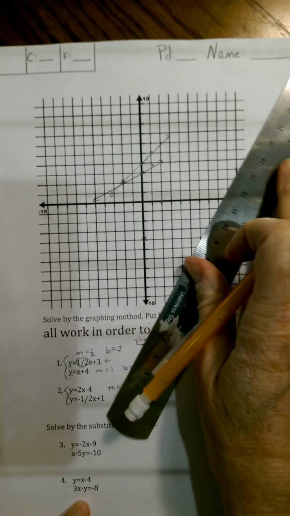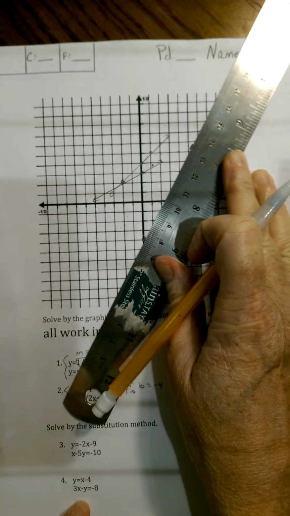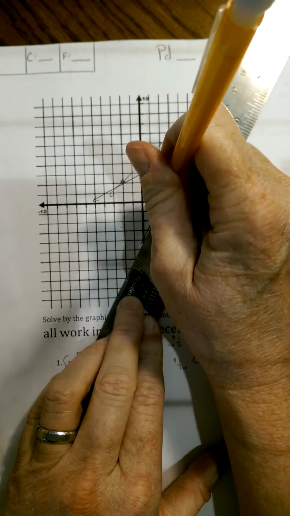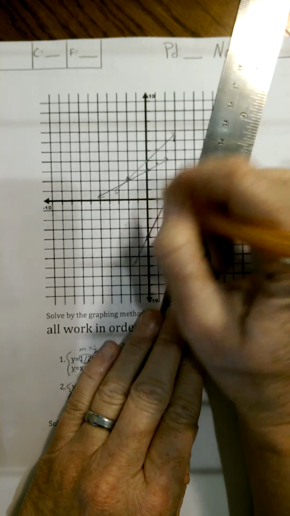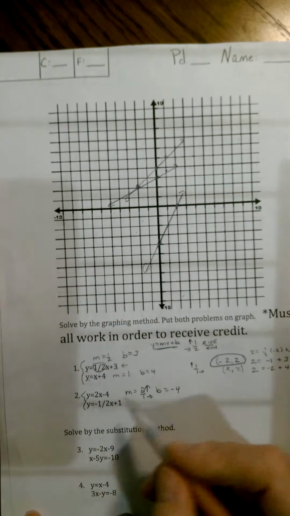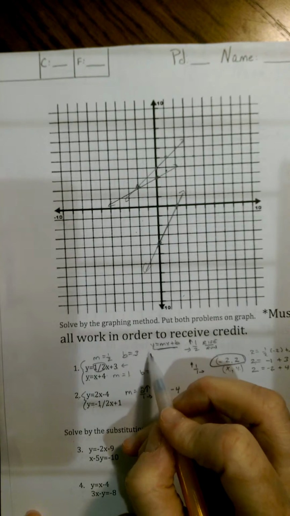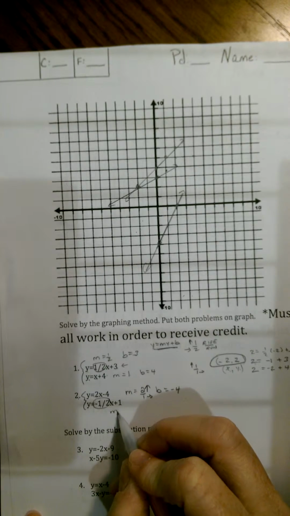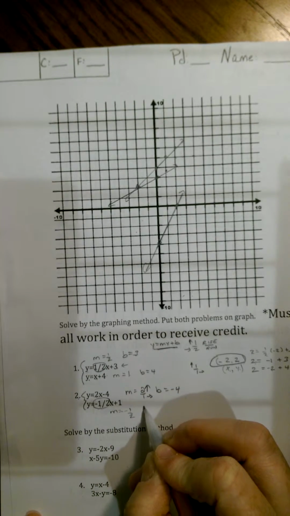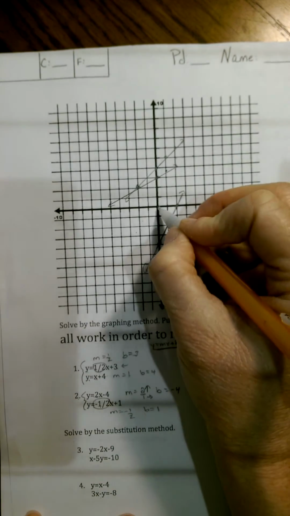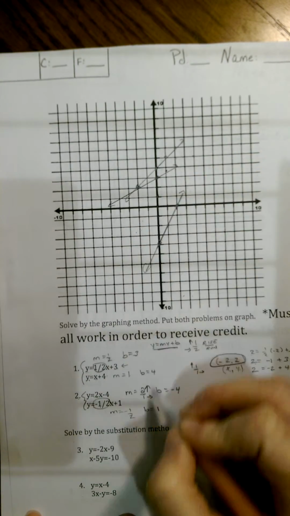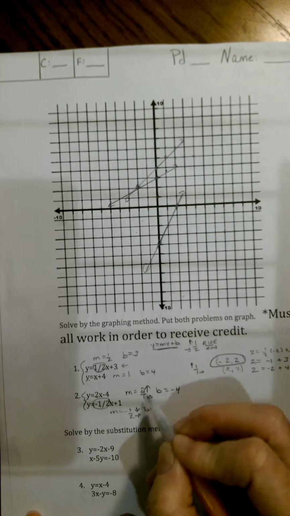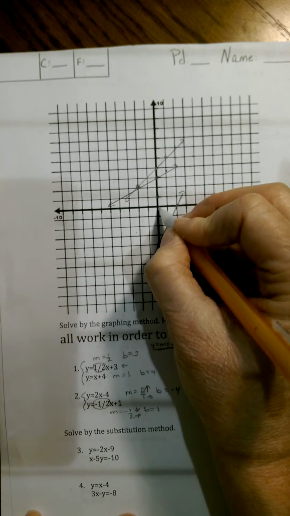Now that I have 3 points, that's enough, I can go ahead and connect these dots, and I get my first line. Now I have to graph my second line. I already have it in y equals mx plus b form because it's solved for y, so I see my slope is -1/2. And here's my y-intercept, which is 1. So I start with the y-intercept. And since the slope this time is negative, that means I'm going to go down 1 and to the right 2.